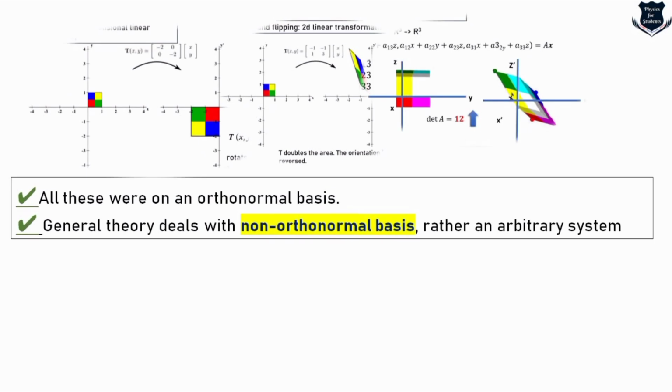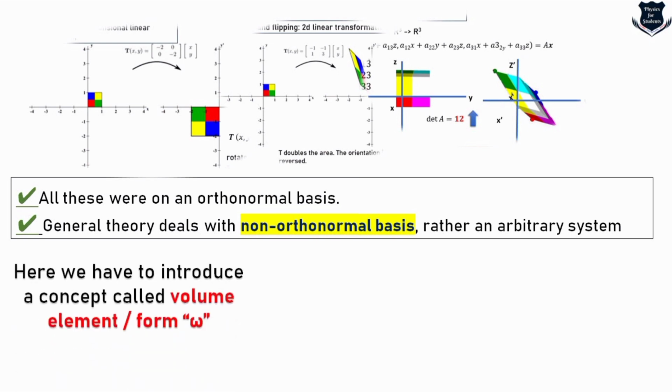Okay, so all these were on the top, as you see, these are on orthonormal basis. But what we want is a non-orthonormal basis, rather than an arbitrary, bumpy, curvy system, right? Because it is general relativity where we are generalizing everything, right? Okay, so here we have to introduce a concept called volume element, or a volume form, which is denoted by omega. And I would be skipping the complex mathematical equation for this, because this is not the right time or the right place to explain volume form.